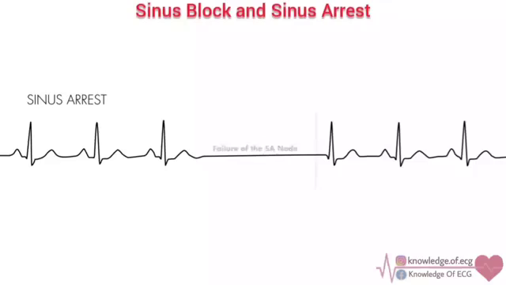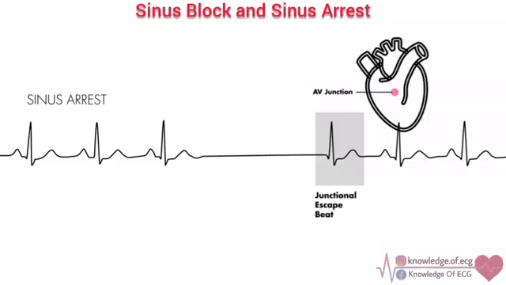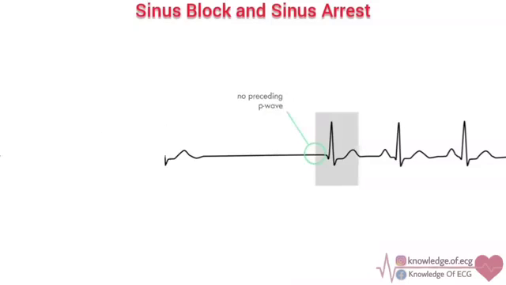In this case of sinus arrest, when the SA node fails to conduct more action potentials, the heart overdrive suppresses itself by conducting electricity from the next fastest focus, which is the AV junction, producing a junctional escape beat, seen here. Notice that this QRS complex is not preceded by a P wave. This is classic for a junctional escape beat because electricity does not originate from the atria. Instead, it originates from the AV junction and conducts down to the ventricles.